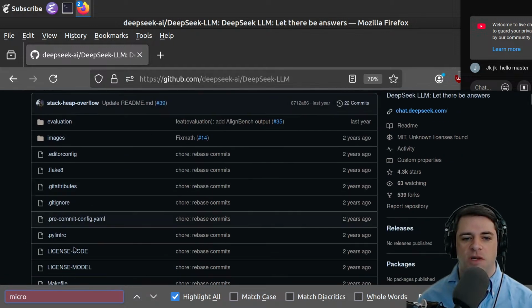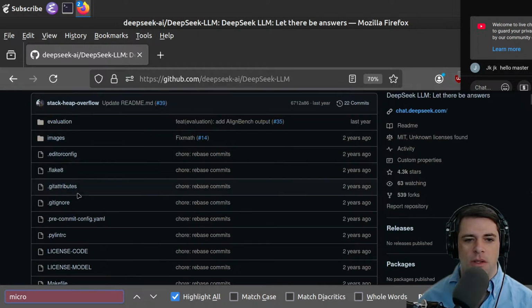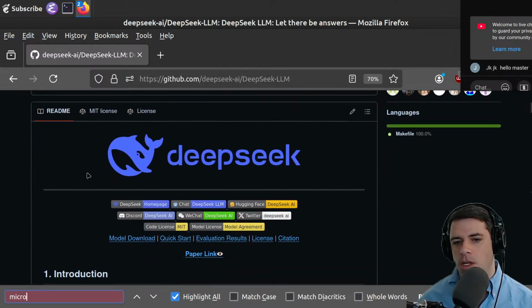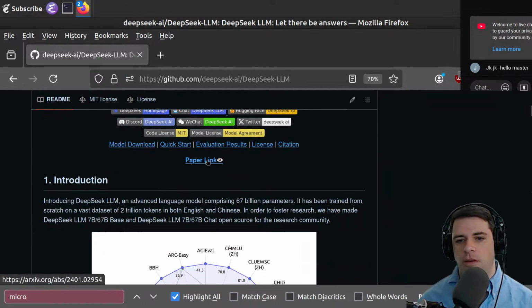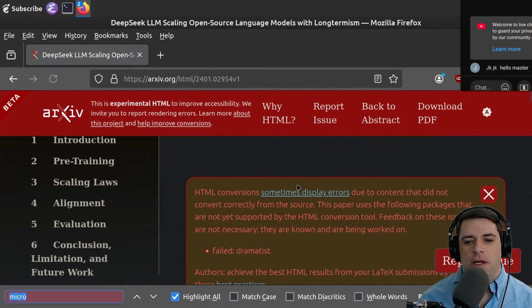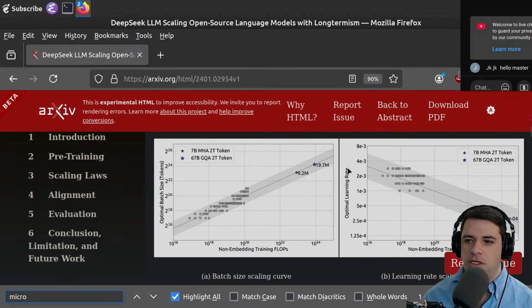I guess this README is not the paper. I was hoping the README would just be the HTML paper. Where's the, here we go, paper. We'll look at it as HTML. And what is it, microarchitecture? The micro design of Deepseek.